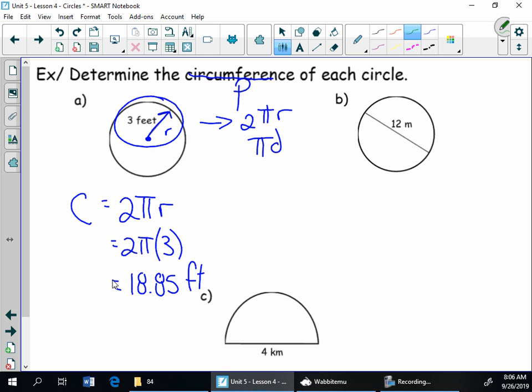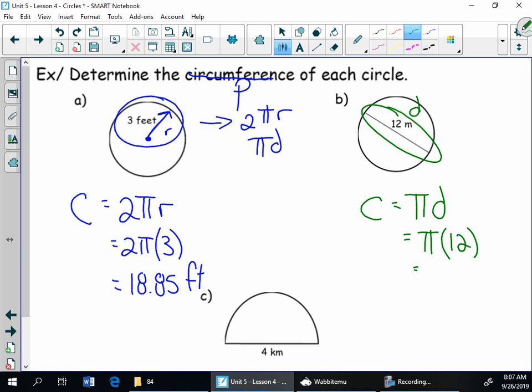Anyway, take a look at the next one. Circumference equals. What's my situation? Well, I go all the way across the circle. That means this is a diameter, which means I'm using pi times d. And so same idea. Put in the 12 this time. The 2 is not necessary like here because we're not talking about radius, which is pi times 12. And we get 37.7.